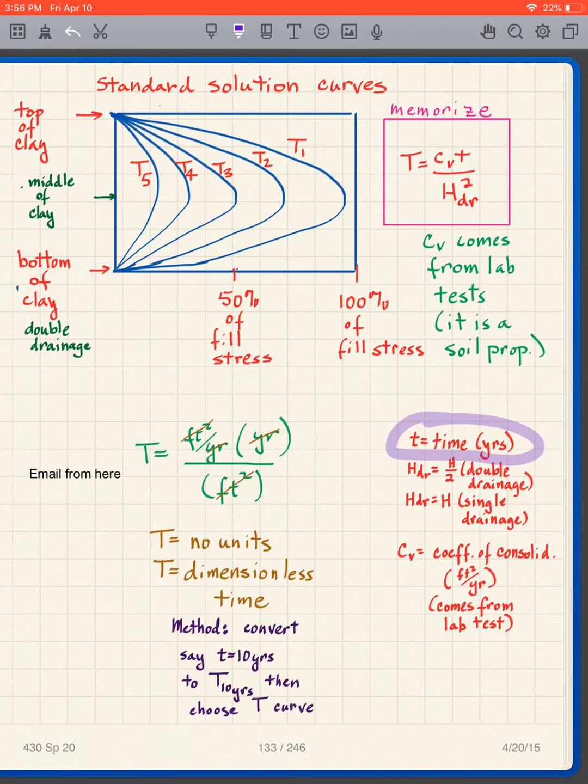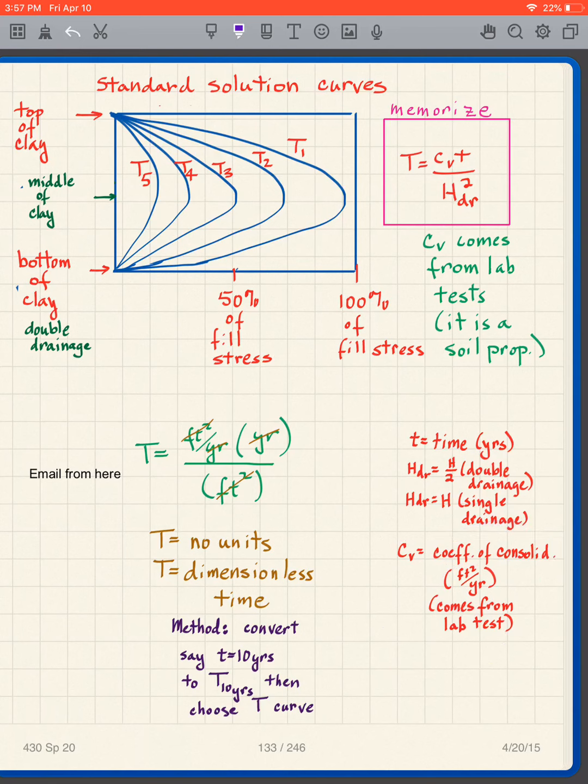Small t is the time in years. So in other words, do I want the settlement at 2 years, 10 years, 20 years? That is the small t that we're referring to. H_DR, we know, is either H or H over 2, depending on whether it's single drainage or double drainage. C sub V, coefficient of consolidation, and the units are square feet per year. Those are the units you got.